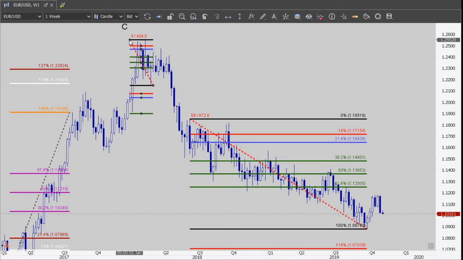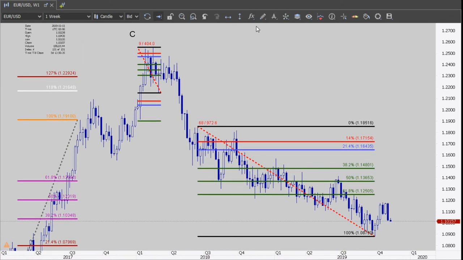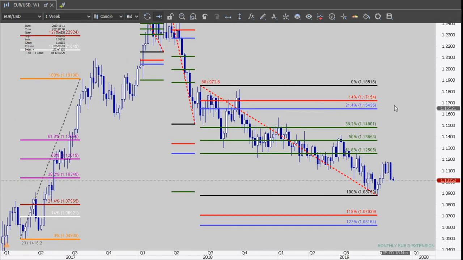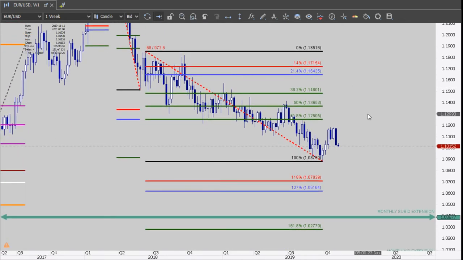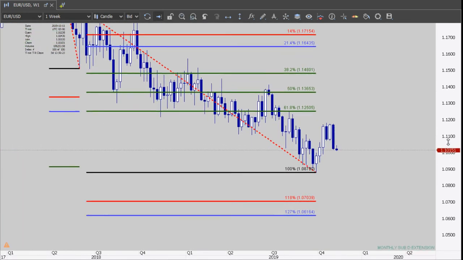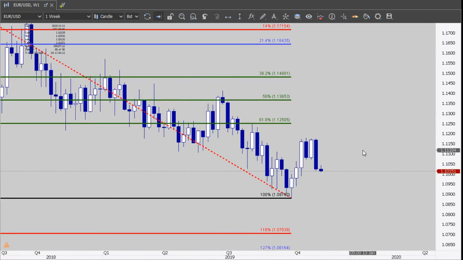So this is the first swing in here and the second swing is here. And okay, this is the third swing, everybody. Remember everybody, these webinars are not trading or investment advice.